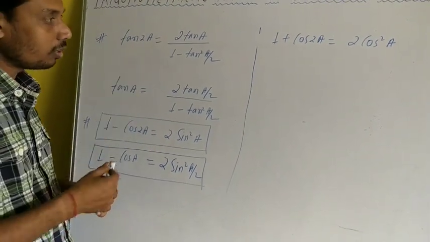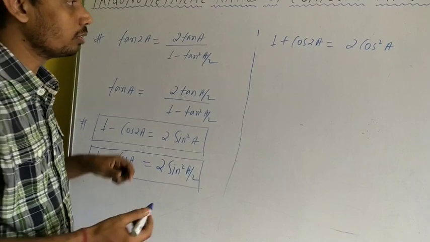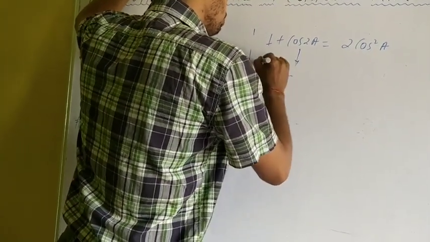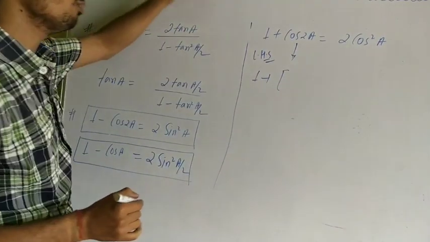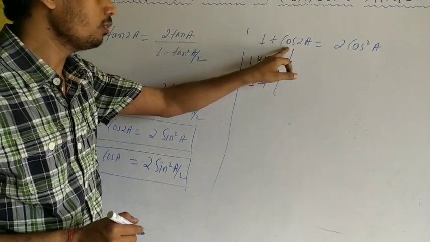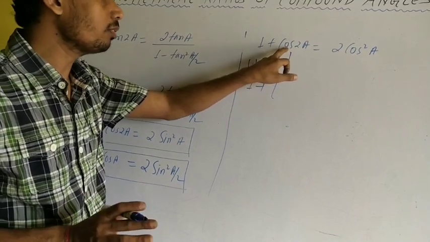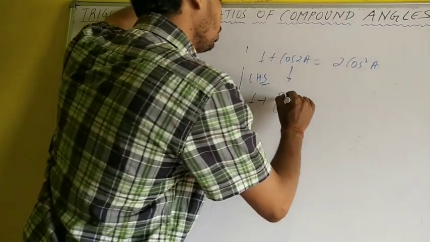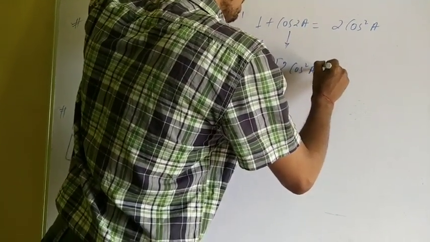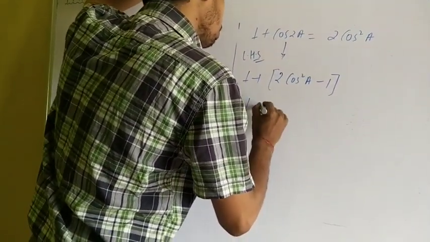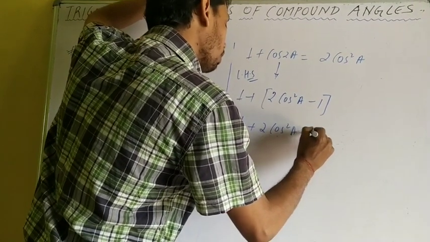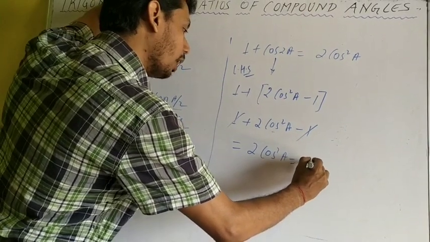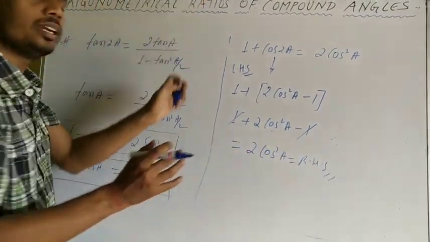Suppose we have to derive this formula, 1 plus cos 2a. If we proceed from the LHS, we have discussed the formula of cos 2a. Cos 2a is equal to twice cos square a minus 1. So 1 plus twice cos square a minus 1: the minus 1 and plus 1 cancel, leaving twice cos square a, which is the RHS. So all the formulas are interconnected with each other.